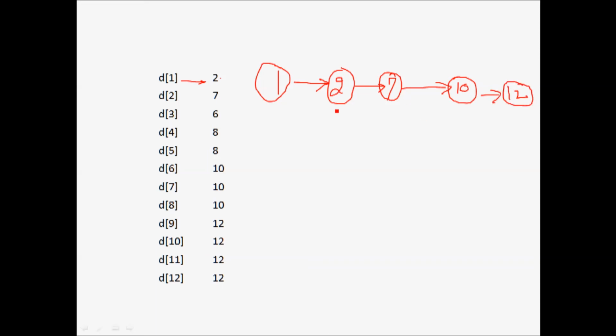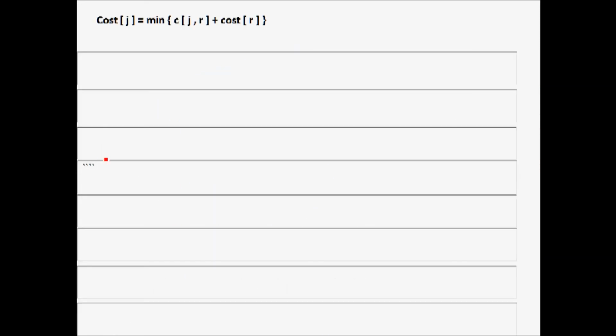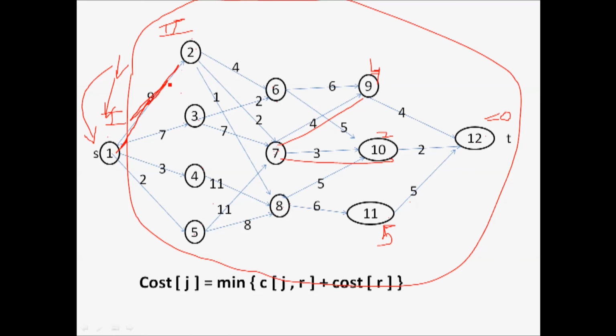So our final multi-stage graph will have this shortest path, that is from 1 to 2, 2 to 7, 7 to 10 and 10 to 12. That is, 1 to 2, this will be the shortest path. From 2 to 7, this will be the shortest path, and from 7 to 10 and 10 to 12. So this is our complete shortest path of this multi-stage graph, which we have calculated from the dynamic programming algorithm.